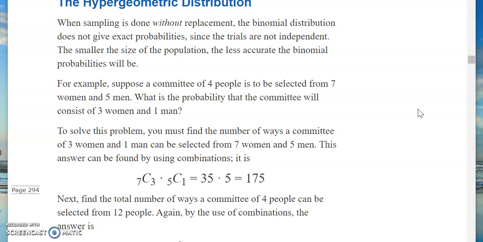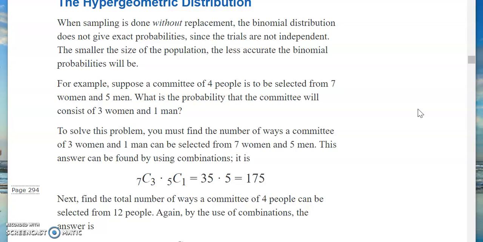Suppose a committee of 4 people is to be selected from 7 women and 5 men. Okay, sounds reasonable, right? You have 7 women, you have 5 men, so there's a total of 12 people. And you're going to pick a committee of 4 people from those 12. Now, when you pick somebody, you don't put them back, right? You don't take John Doe and then put them back. So every time you select somebody, you're doing it without replacement.